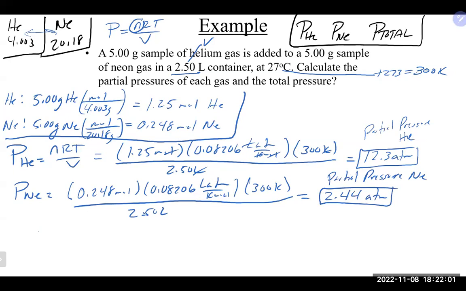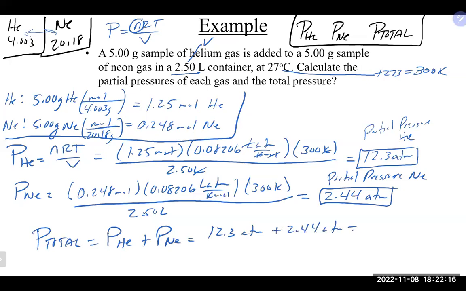To find our total pressure, we will just add those together. The partial pressure of helium plus the partial pressure of neon gives us 12.3 atmospheres plus 2.44 atmospheres, and that gives us 14.7 atmospheres. Any questions on that?